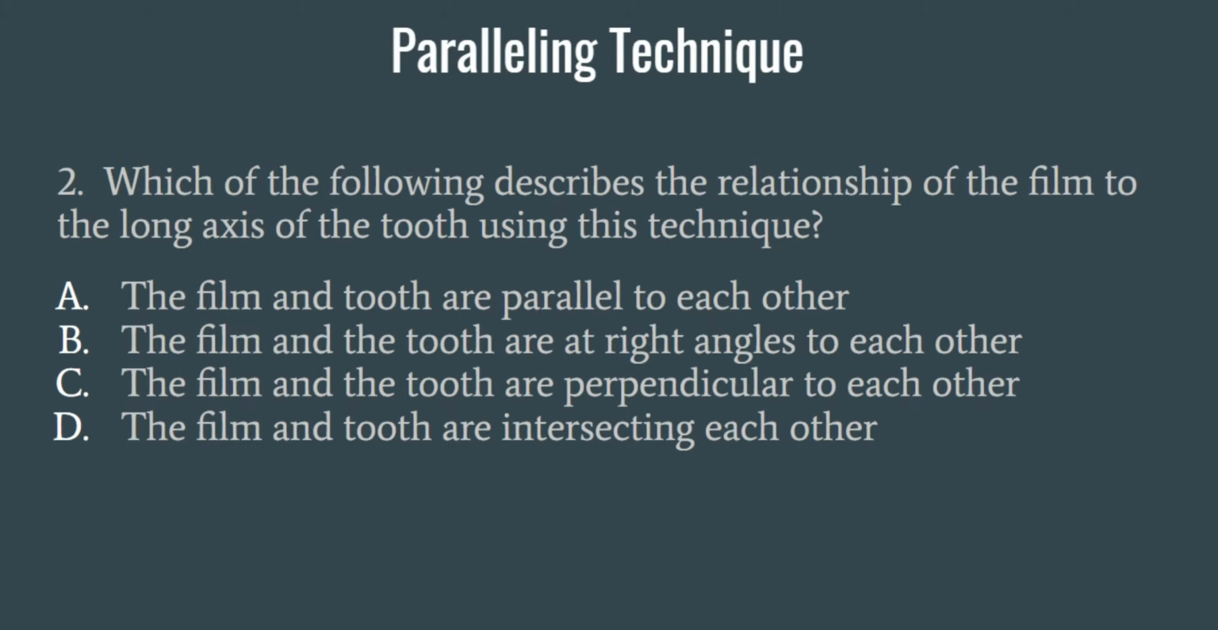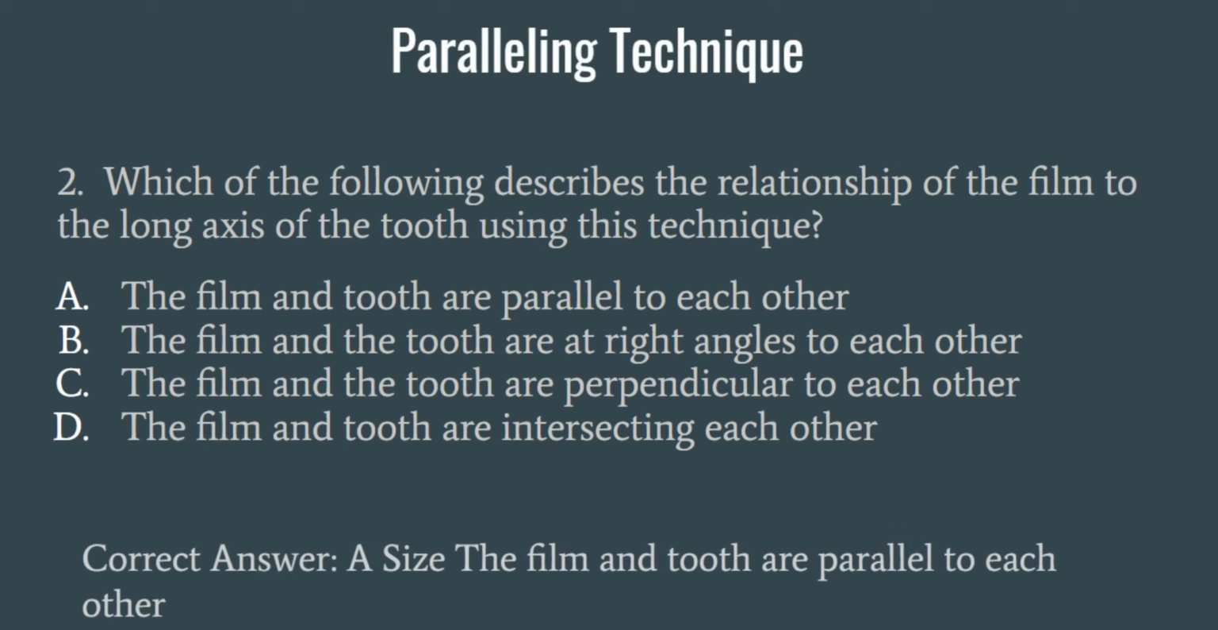Which of the following describes the relationship of the film to the long axis of the tooth using this same technique? A, the film and the tooth are parallel to each other. B, the film and the tooth are at right angles to each other. C, the film and the tooth are perpendicular to each other. Or D, the film and the tooth are intersecting each other. And the correct answer is A.